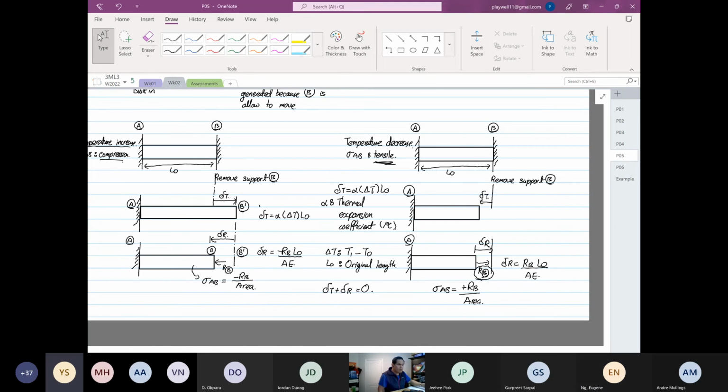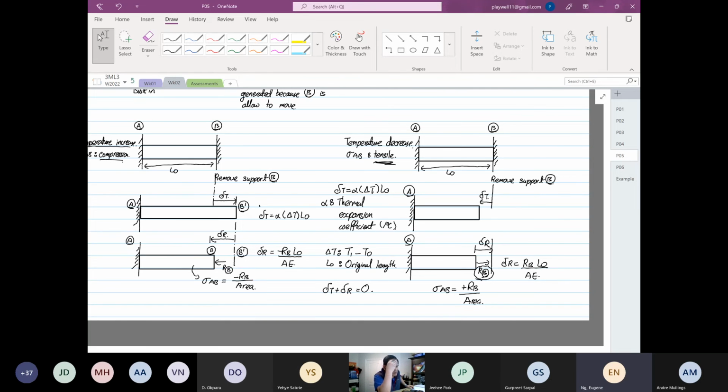When you spoke about the part that said when it's allowed to move and when it's not allowed to move, you're referring to the pin and roller, right? Yes. When you allow motion or you don't allow motion, it can be one end that is built in, the other one is on a roller. You allow it to move. If both are built in, you're not allowed to move.